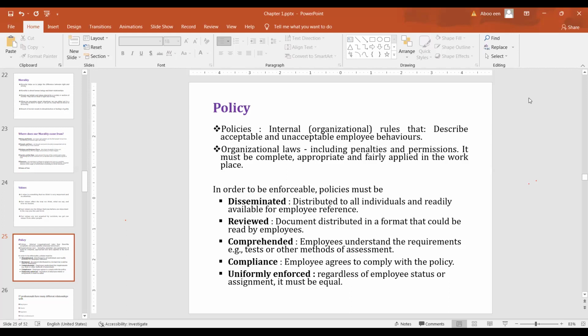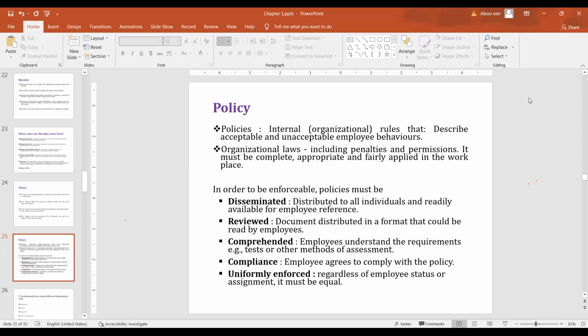Online resource means sometimes they include their policies on the website, or they hang them as a printed document, or they print hard copies and circulate them among the employees, so people in the organization can get a copy of that document. They can read and understand. So reviewed. Comprehended. Employees understand the requirement, for example through a test or other methods of assessment.